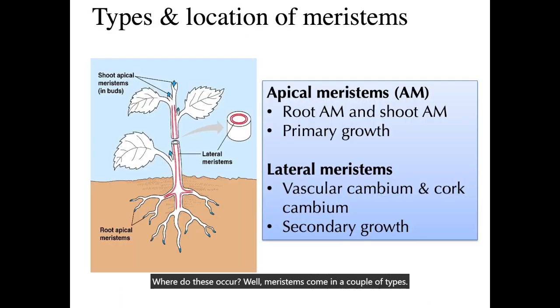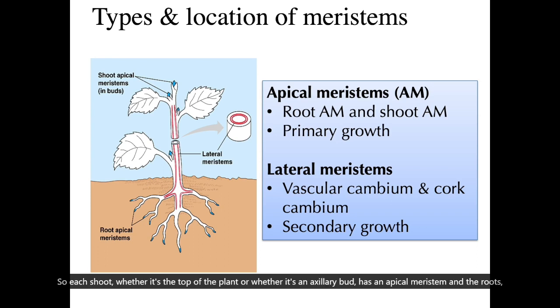Where do these occur? Well, meristems come in a couple of types. There are apical meristems, and these occur in the roots and in the shoots. And you can see here in this diagram from your text that they are at the tips of shoots. So each shoot, whether it's the top of the plant or whether it's an axillary bud, has an apical meristem. And the roots, each growing tip of a root has an apical meristem. This is primary growth. So the shoots and the roots grow by primary growth. That's the first stage of growth.